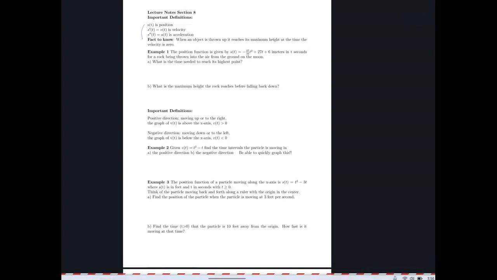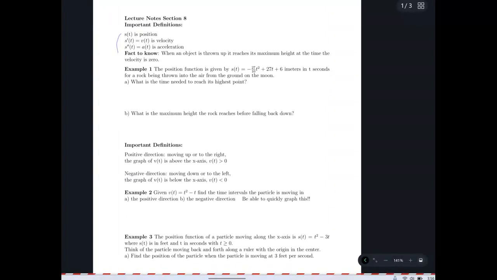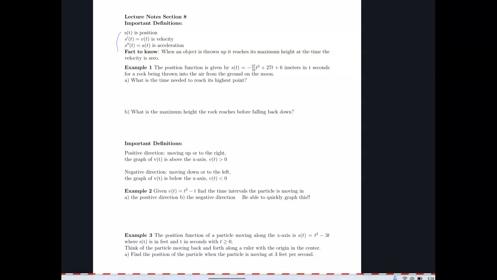Okay, so we already know about finding the velocity and acceleration, so let's just do some applications of this. Oh, and it's really important to know, when an object is thrown up, it reaches its maximum height where the velocity is 0. It's also important to know when it says a particle is at rest, that means the velocity is 0.